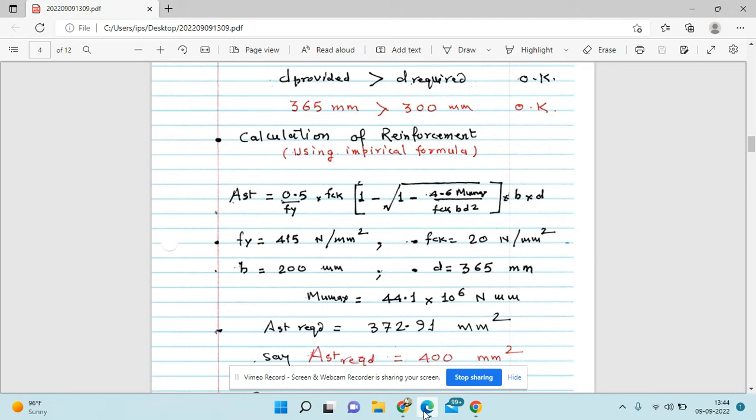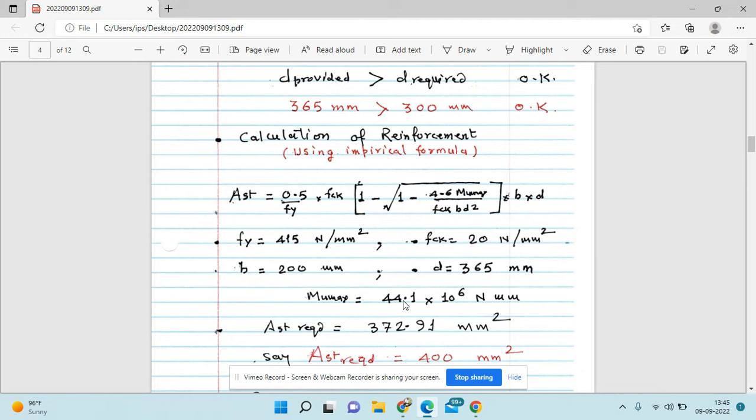And in our case also, we find that the depth provided is 365, and as per the calculations, D required is 300 mm. So D required is less than D provided, and hence it is safe. Now we'll go for calculation of reinforcement.